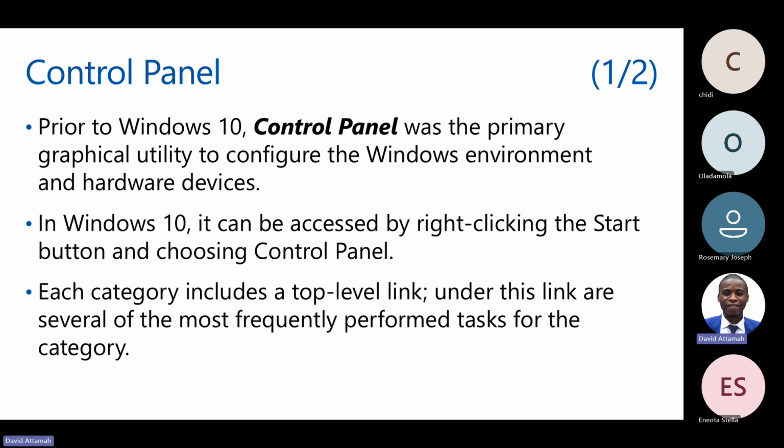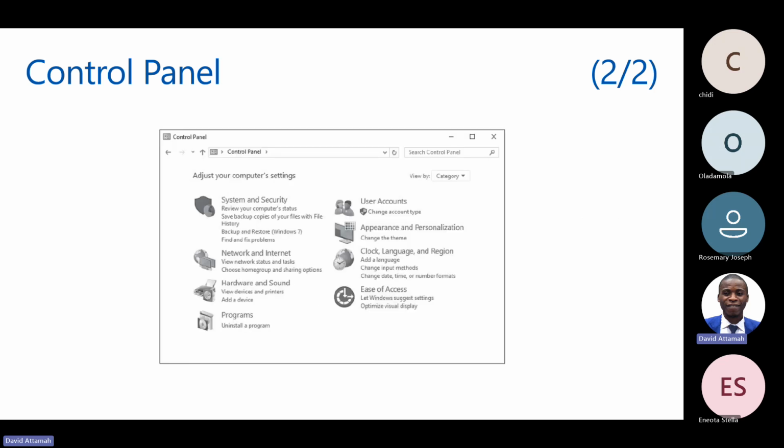The Windows control panel is similar to what you can do with your settings. A lot of what you can do in your settings, you can also do within your control panel. It can be accessed by right-clicking on the Start button and then choosing Control Panel. From there, you have access to a whole lot of settings you can make.